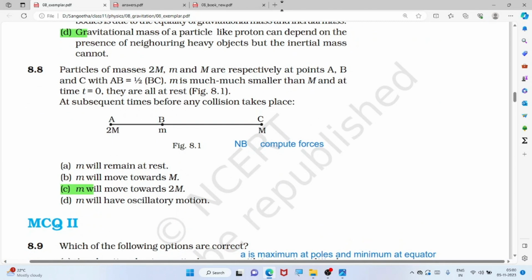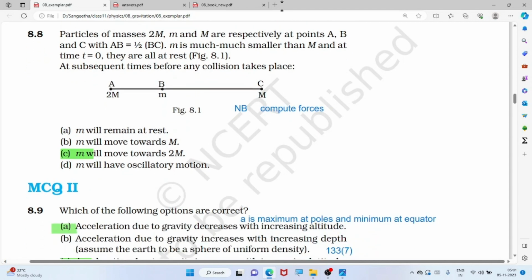Particles of mass 2m, m and m are respectively at the points A, B and C. AB is half the distance of BC. M is much smaller than m. At t equal to 0, at subsequent times before any collision takes place, M will move towards 2m. Okay, you have to compute the forces between these two and these two.